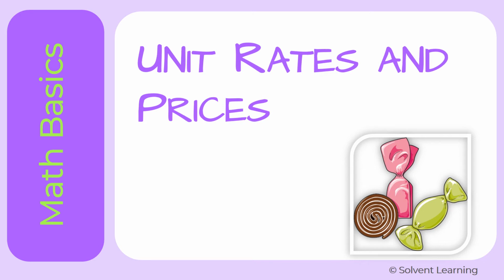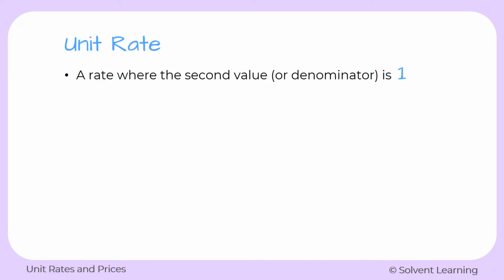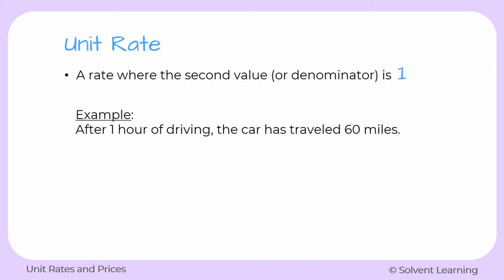Now we're going to learn about unit rates and unit prices. A unit rate is a rate where the second value, or denominator if it's written as a fraction, is the number 1. So for our first example, after 1 hour of driving, the car has traveled 60 miles. We can write this as 60 miles per 1 hour, or as a fraction, 60 miles over 1 hour. And we can recognize that it's a unit rate because the second value, or the denominator, is the number 1.